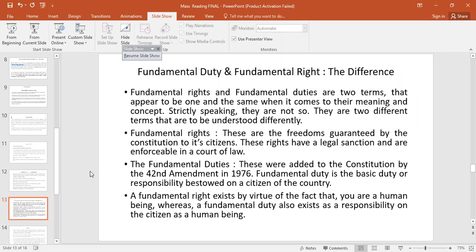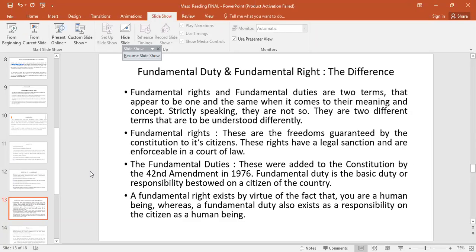Fundamental rights and fundamental duties are two terms that appear to be one and the same when it comes to their meaning and concept. Strictly speaking, they are not so. They are two different terms that are to be understood differently. Fundamental rights: these are the freedoms guaranteed by the Constitution to its citizens. These rights have a legal sanction and are enforceable in a court of law.